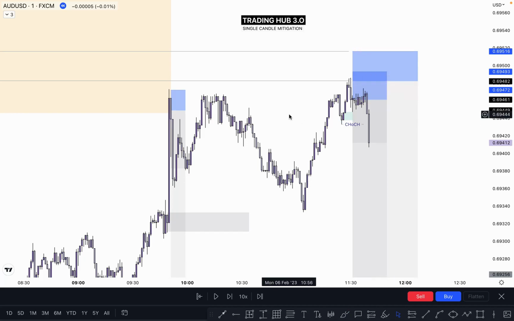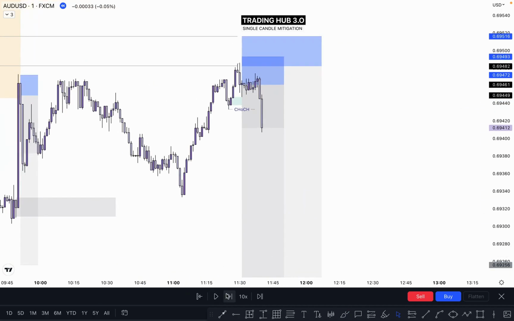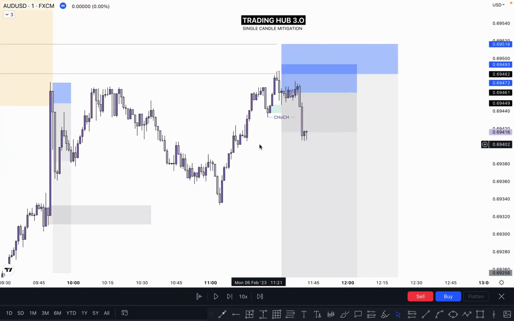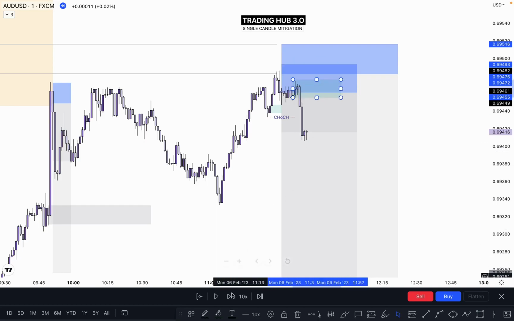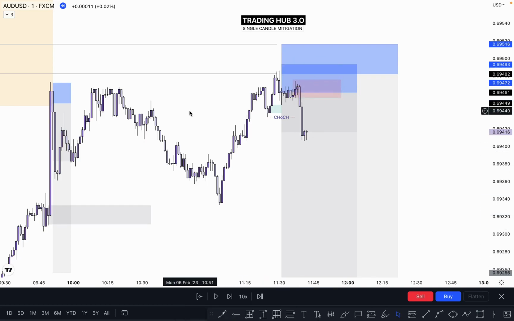So let's see what happened next after this one. Okay, the market broke this change of character and this flip, and the market created this supply zone at this point. Right now, you simply have to wait for it to create inducement before the entry.